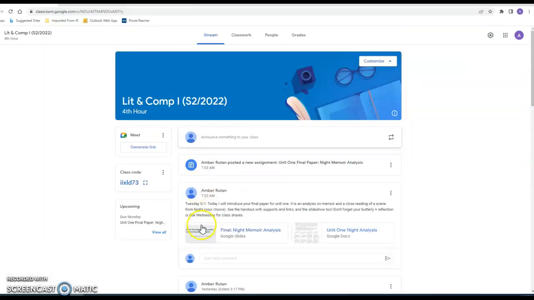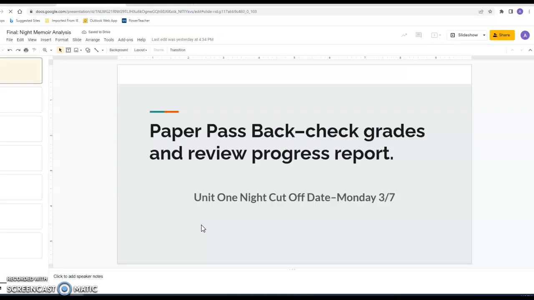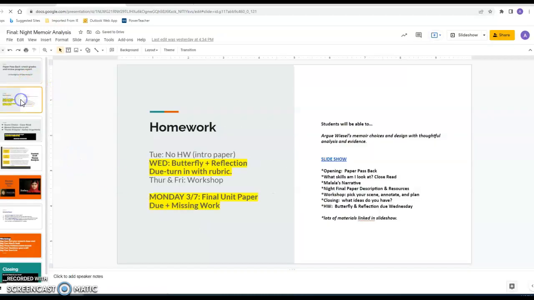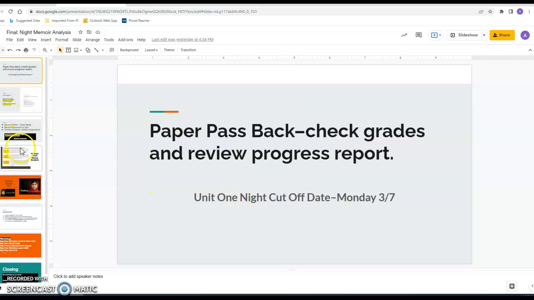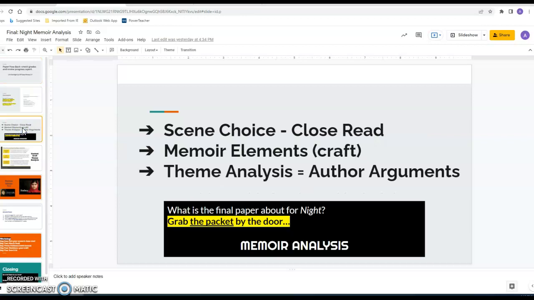So I'm going to go back to the slideshow and kind of once again talk out what the paper is supposed to do. We looked at progress reports because we have a cutoff day for missing Night work. That is Monday the 7th. And if you get back to class, I'll pass back your paperwork and stuff like that.